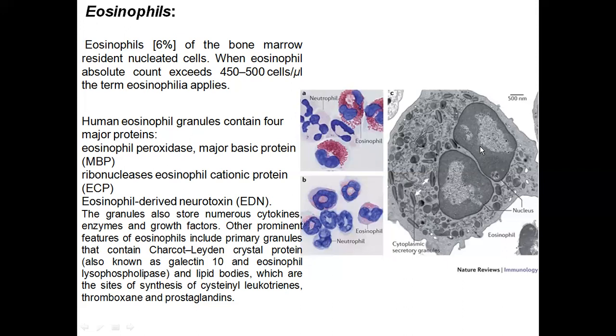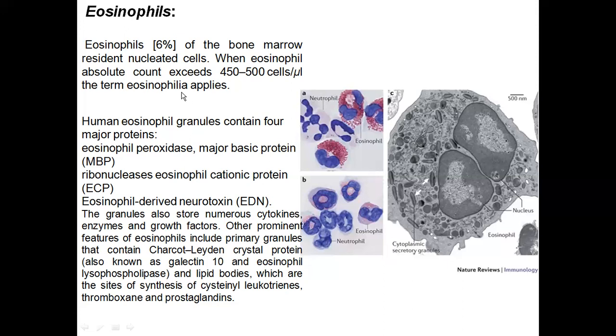If it is a bilobed structure, then definitely it is an eosinophil. And if it is multilobed, with more than two lobes, then that is a neutrophil. And when you see this transmission electron micrograph, the eosinophil is filled with cytoplasmic secretory granules. There are lots of granules inside the eosinophil, just like the neutrophils and other granulocytes.